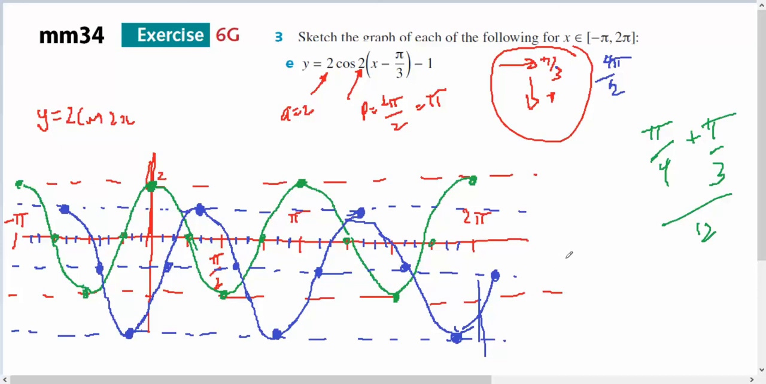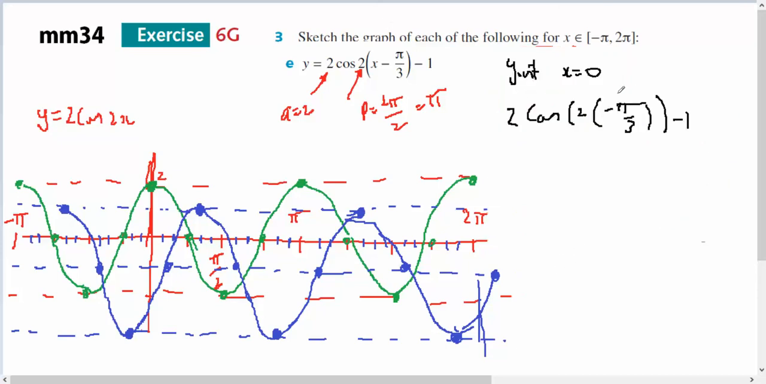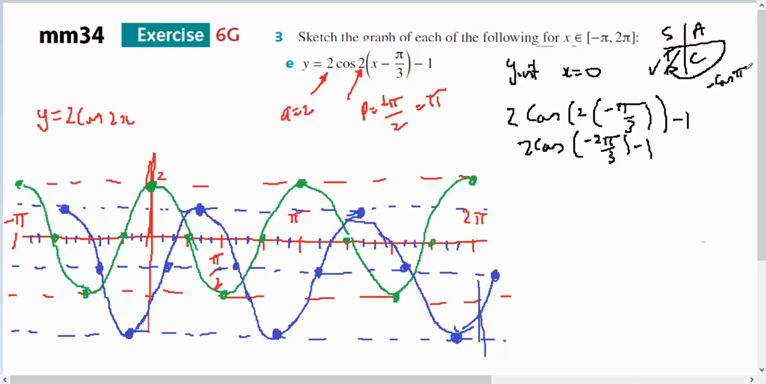So let's double check and find my y-intercept. Y-intercept will be x equals 0. So if x equals 0, I'll just have minus pi on 3 there. So I've got 2 cos of minus 2 pi on 3, minus 1. Where is minus 2 pi on 3? Measuring in the negative, it's in the third quadrant. All stations to Collingwood: tan is positive, but cos is negative, and it will equal the negative cosine of pi on 3, which is negative a half. So 2 times negative a half, minus 1, is negative 2.